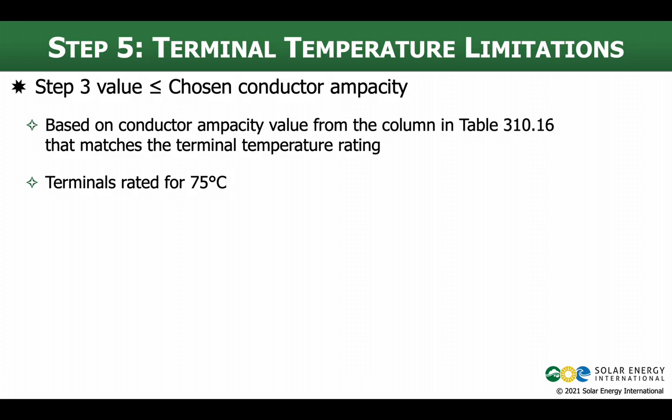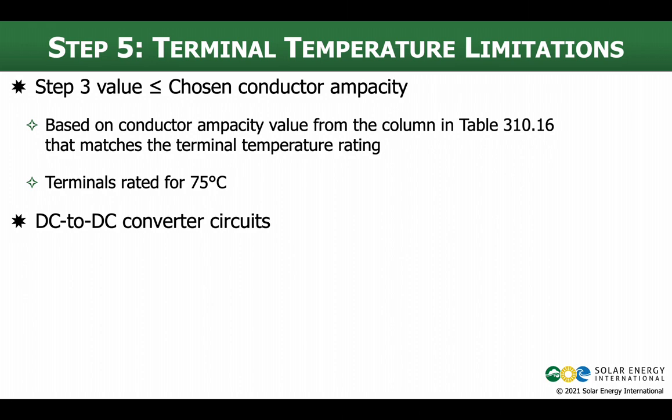That means that our step 3 value, the maximum current times 1.25, or the maximum current adjusted for conditions of use, whichever's bigger, that value's got to be less than or equal to the chosen conductor ampacity based on the column from Table 310.16 that matches the rating of the terminal. Right? So if our terminals are rated for 75 degrees C, we're going to look at the 75 degrees C column for that wire size and make sure that it has ampacity equal to or greater than the step 3 value.